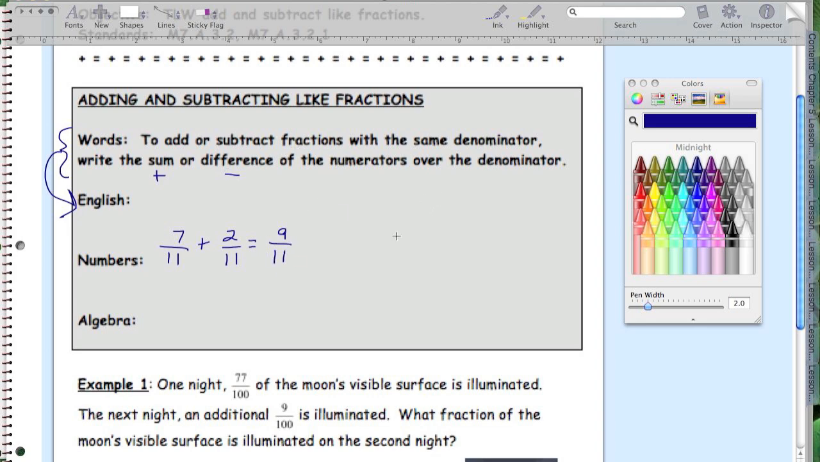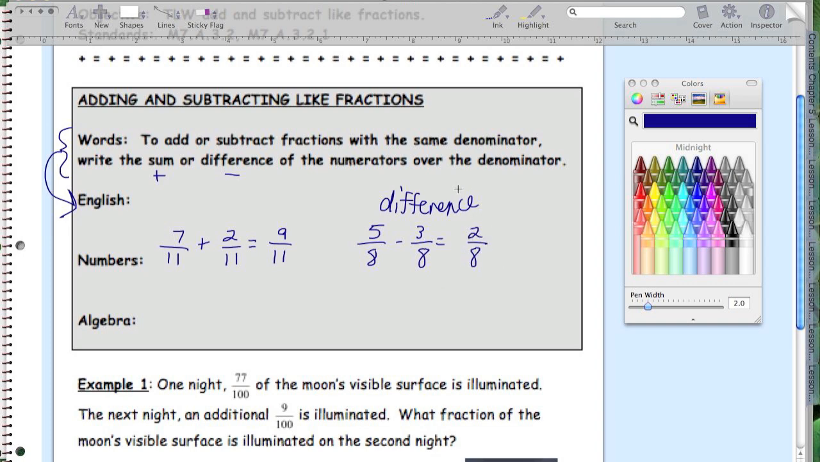Let's say we had a subtraction problem. If I gave you 5 over 8 minus 3 over 8, so I'm subtracting, here I'm finding the difference. All I have to do is keep my denominators the same and find the difference of the numerators. So basically subtract the numerators. We get 2/8 and keep the denominator constant.